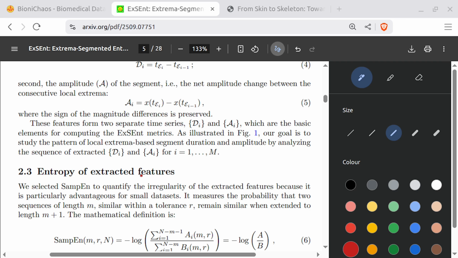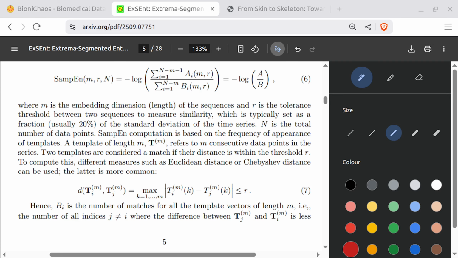Okay, keep going. I scroll down the page a bit. To summarize, SampEn is used to measure the irregularity of the extracted features. It calculates the probability that two sequences of a certain length m that are similar within a tolerance r will remain similar when extended to length m plus 1. This method is particularly useful for smaller datasets.